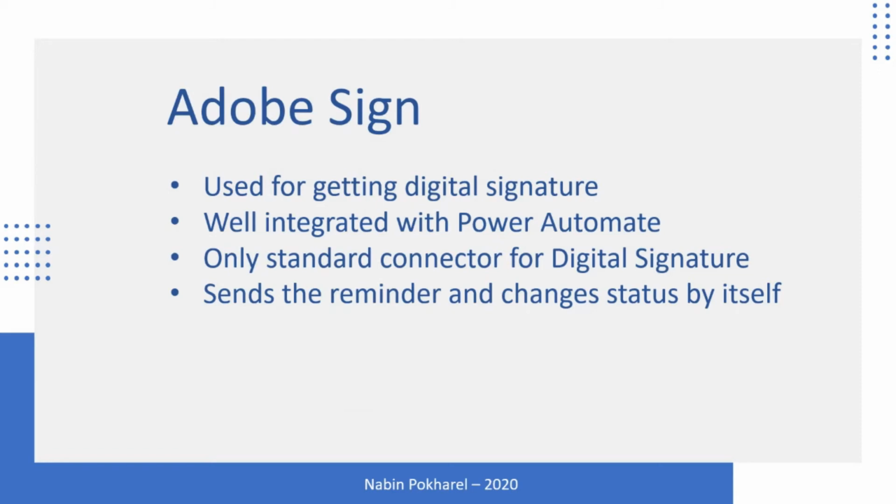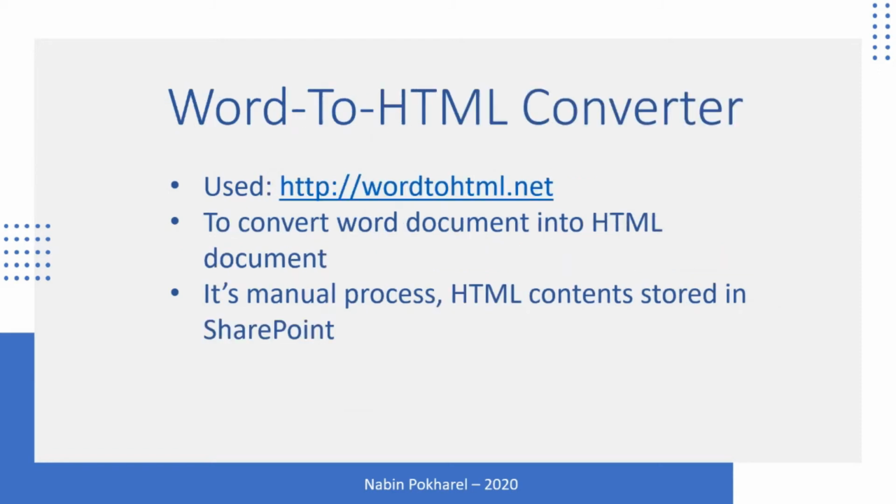And another is the Word to HTML converter. I just googled it and found O2HTML.net, where I converted the contents of a plain Word document into HTML. It's a manual process. I convert the Word contract contents into HTML using this website and store that information in SharePoint. So whenever I need it, I use it directly from SharePoint. That helps to automate the process.